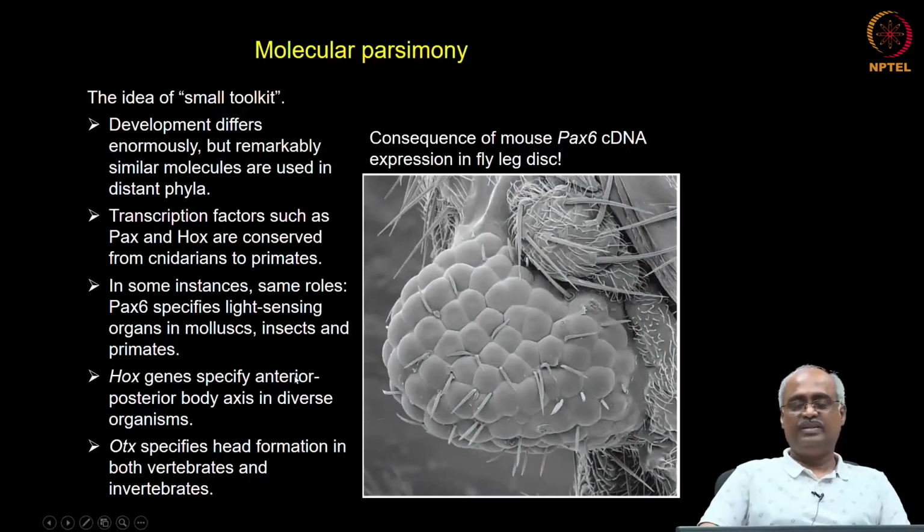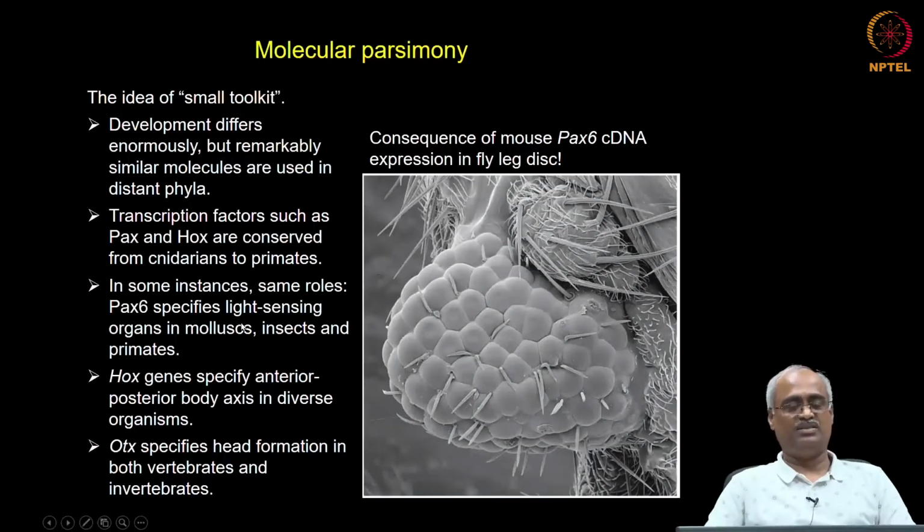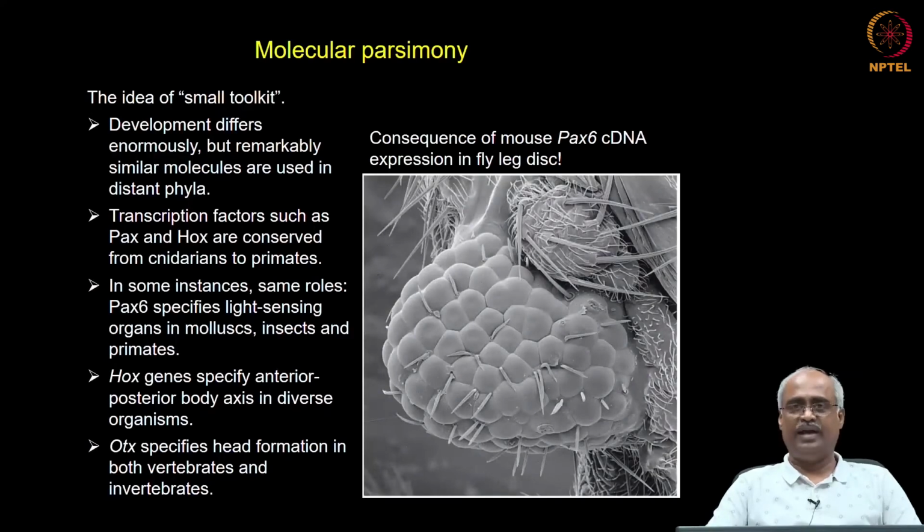So this is explained here in some detail. Development differs enormously, but remarkably similar molecules are used in distant phyla. Okay. So, we will see more examples of this as we go along. Transcription factors such as PAX, I told you about PAX working in eye development, lens module I just mentioned, and Hox genes are conserved from cnidarians.